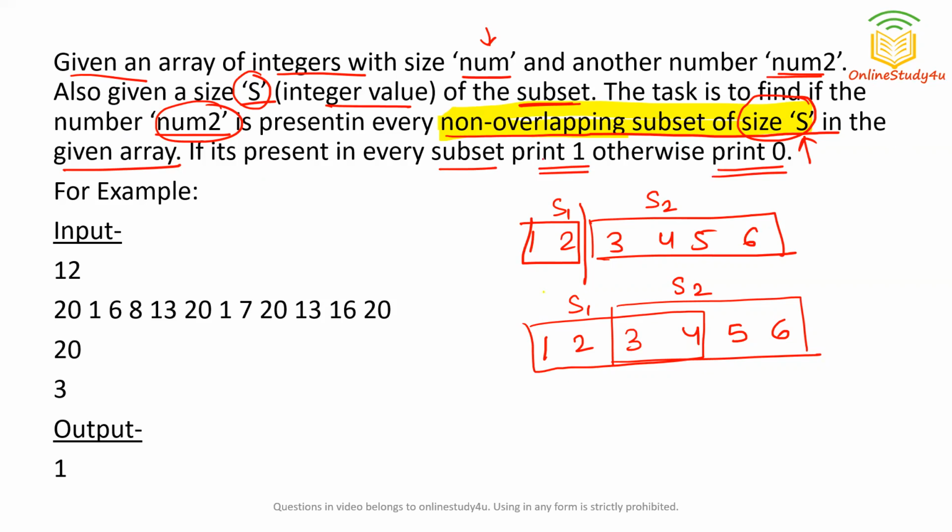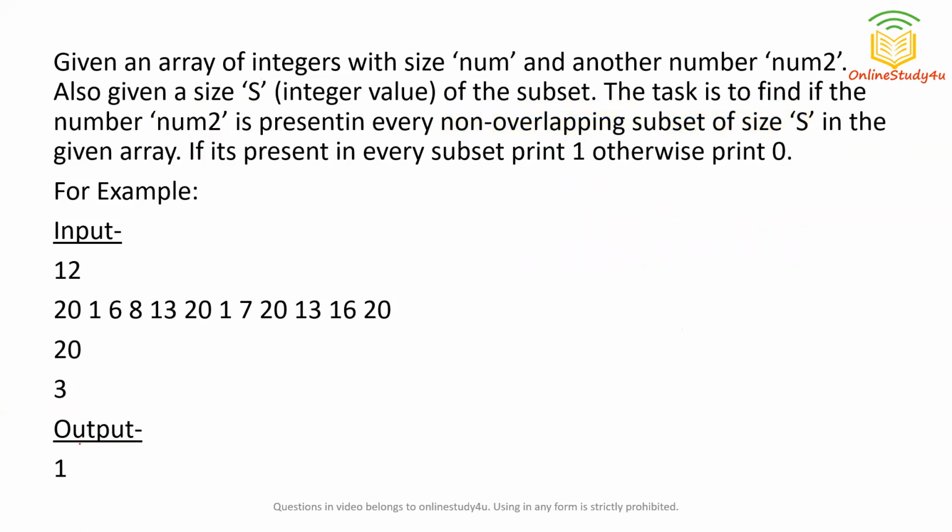Now quickly let us see the input and output, which will make the understanding clearer. You can see the first input is 12, which is nothing but the size of the array, which is num. Then we have all the 12 elements of the array. Next we have the value num2, which is to be searched. We have to search if it is present in all the subsets or not. Lastly, we have the size s, which is given as 3.